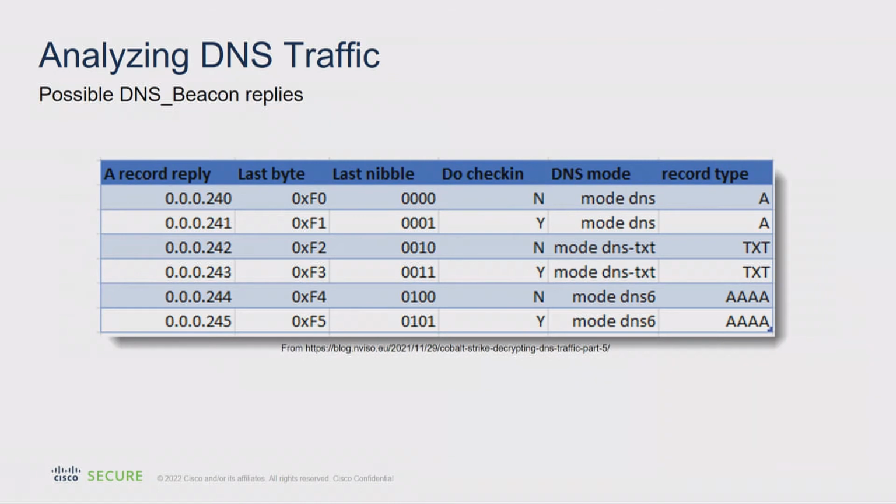So next one is the possible DNS beacon replies. So here we can see that you can choose any modes that are configured by default, and either DNS with TXT records, something that Chashel was using, or quad A records.